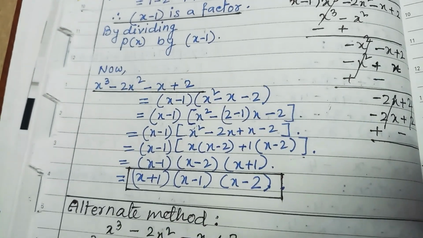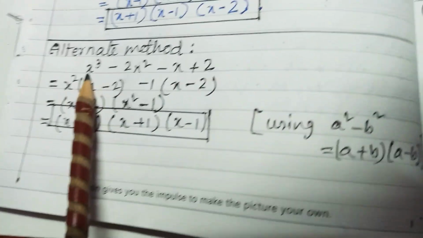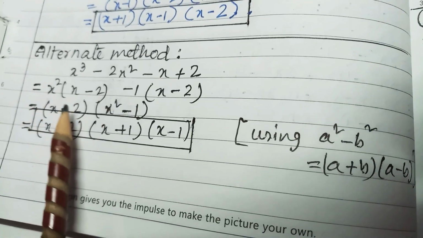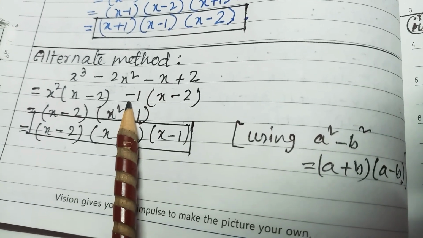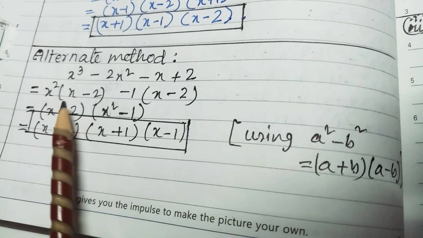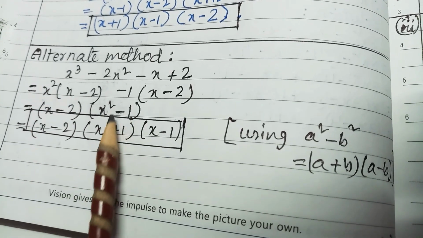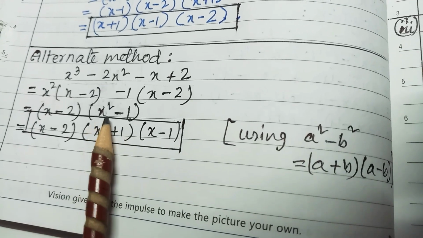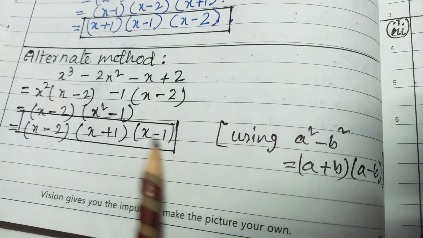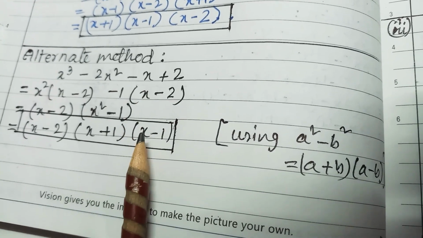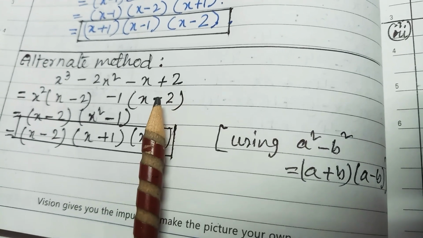Another method, if it is possible, you can do by taking the common factor. Out of these 2, take x square, x minus 2. Out of these 2, take minus 1 as common, x minus 2. x minus 2 is the common factor. What is left is x square minus 1. Using the identity a square minus b square, (a plus b)(a minus b). In this method also you can do it if it is possible. You have to check the terms given. Now next question.